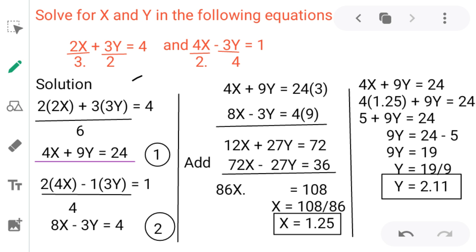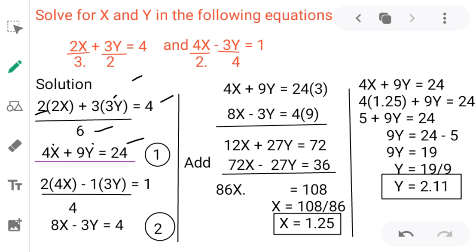Take the first equation, 2x by 3 plus 3y by 2 equals 4. 2 into 3, 6 will become the LCM for this equation. 6 cancels with 3, 2 times. So it is 2 into 2x in the numerator, plus 6 is cancelled by 2, 3 times, 3 into 3y in the numerator, equals 4. Then simplifying again, 2 into 2 is 4x, 3 into 3 is 9y, and 6 cross multiplied with this 4 becomes 6 fours are 24. That is equation number 1.